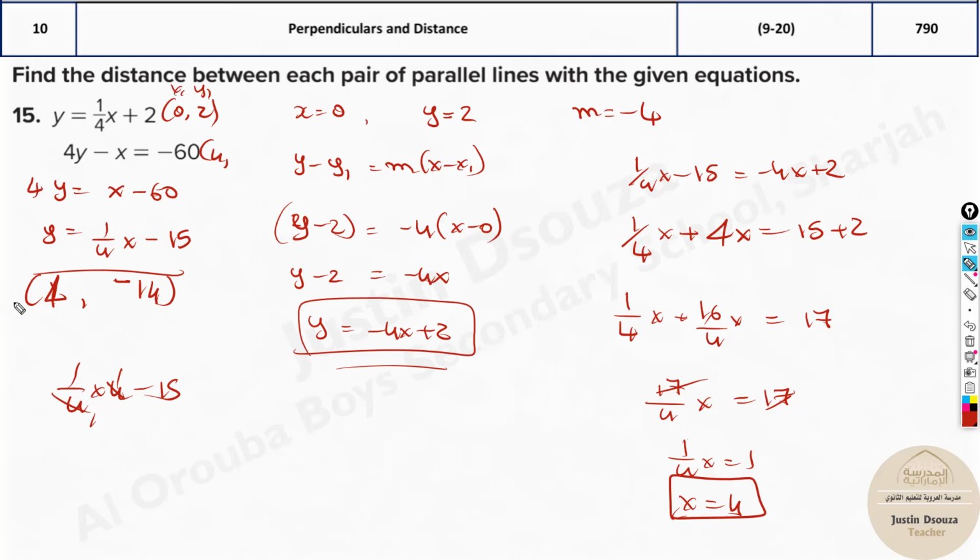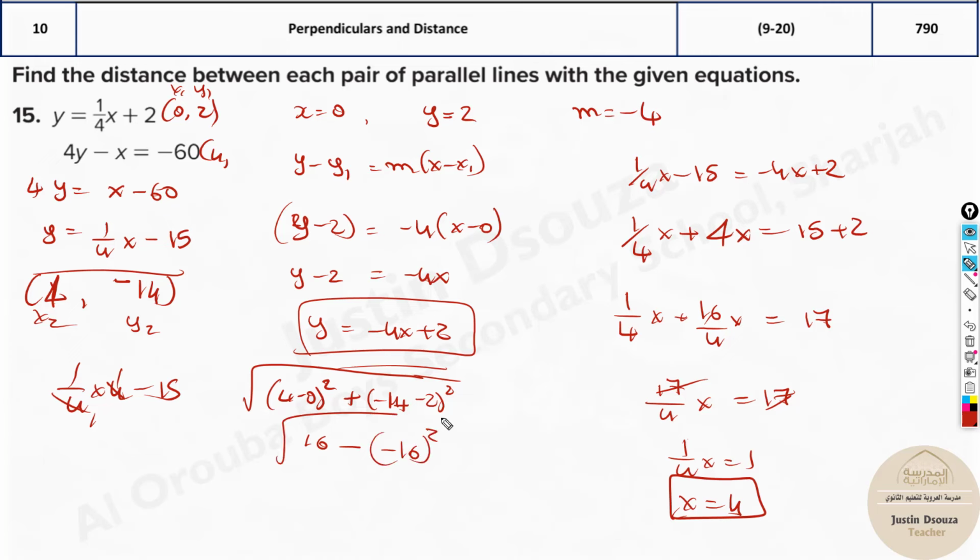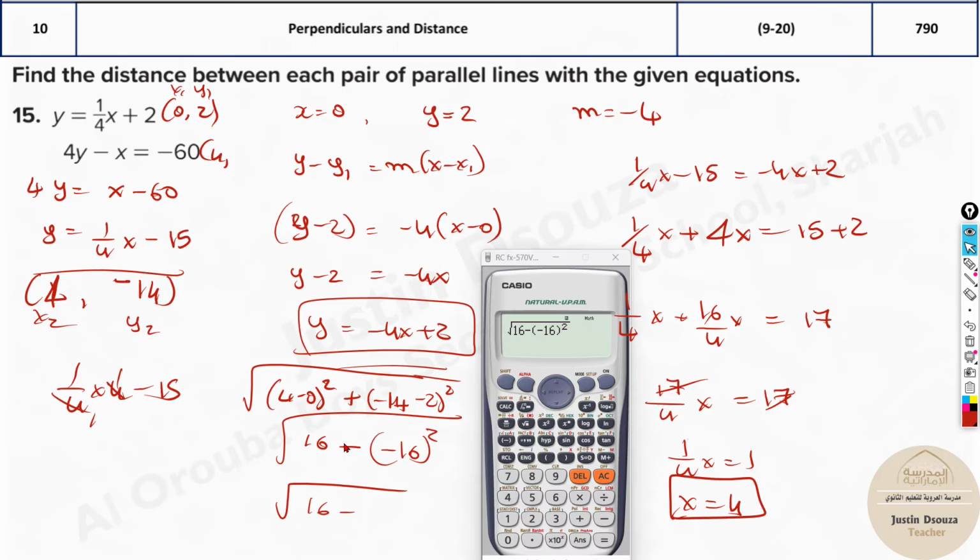So x1, y1, x2, y2. Use the distance formula. It will be x2 minus x1, so it is 4 minus 0 the whole square, plus negative 14 minus 2 the whole square. Now here it will be 4 squared is 16. And over here what happens is minus 14 minus 2, it's minus 16, the whole square. Now over here use your calculator. It is 16 plus 16 squared, which is about 250, 264 or something. Better to use a calculator. All you have to do is type it out. I checked, 16 squared is 256.